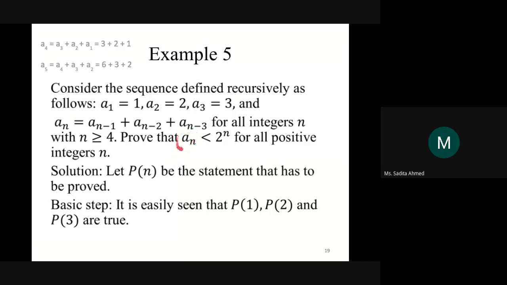What about n is equal to 2? For n is equal to 2, on the left hand side, what do we get? a2, which is 2. On the other side, on the left hand side we get 2, and on the right hand side we get 4. Exactly, so for 2 as well it holds.